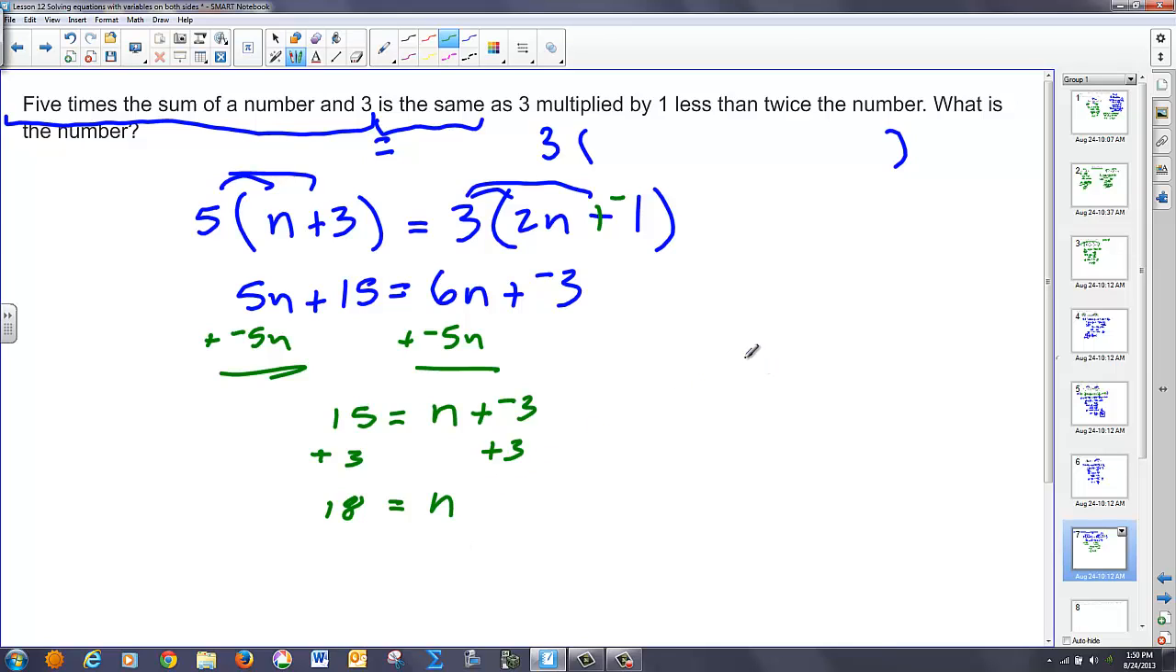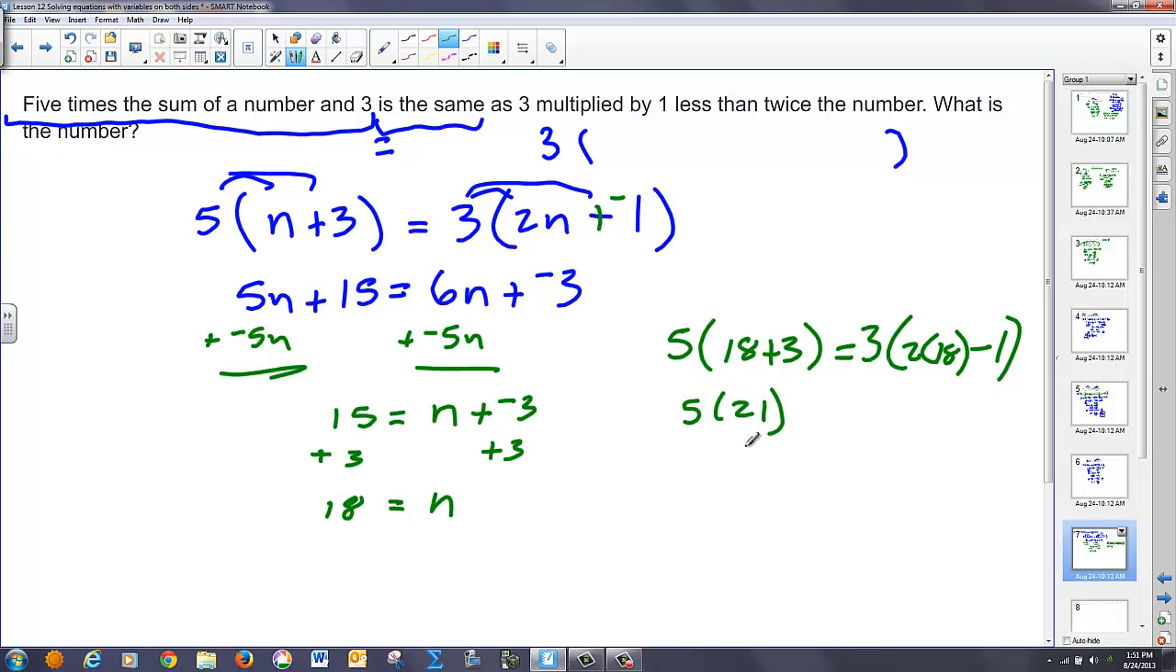You could just plug it right back in. So let's do that real quick. I had 5 times 18 plus 3. And that was supposed to equal 3 times 2 times 18 minus 1. So on this side I have 5 times 21, or 105. And on this other side I had 3 times, that ends up being 36 minus 1, or 3 times 35, which happens to be 105. So that checks out.